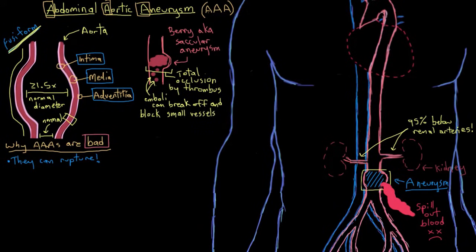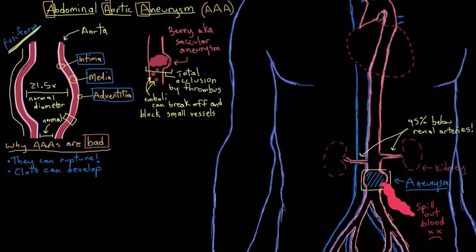So yeah, I said that Berry aneurysms don't usually develop in the abdominal aorta, but we still have to think about potential emboli floating around. Because if you have a AAA, you may also have a saccular or Berry aneurysm somewhere, and a clot might be developing there. So let me just write in here, clots can develop.